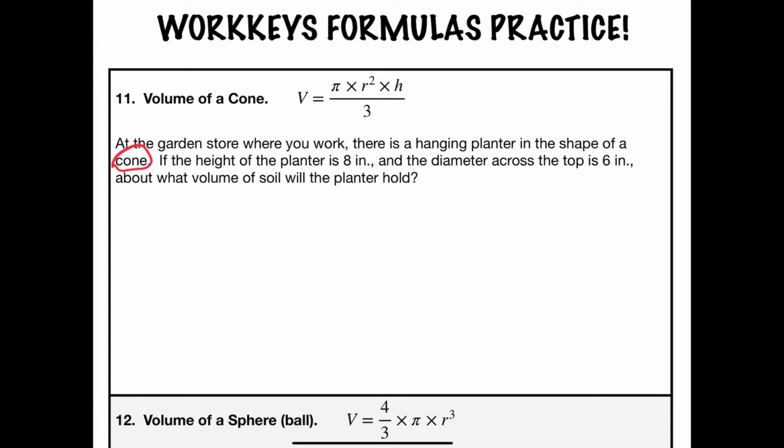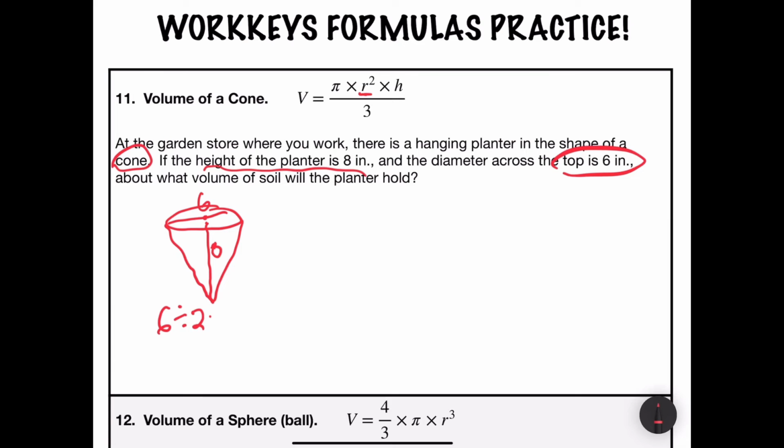So I see in the problem there's a cone, and since it's a hanging planter, I'm going to draw it in an upside down way. So there's my circle, and then I'm just going to kind of draw a triangle looking thing. There's my cone. I know that the height of the planter is 8, so the distance from the center down to the tip of the triangle piece is 8, and I know that the diameter across the circle would be 6. But I also know in my formula I want the radius. So I'm going to take the diameter of 6 and divide it by 2 to get 3, which would be the radius, since a radius is half of the diameter.